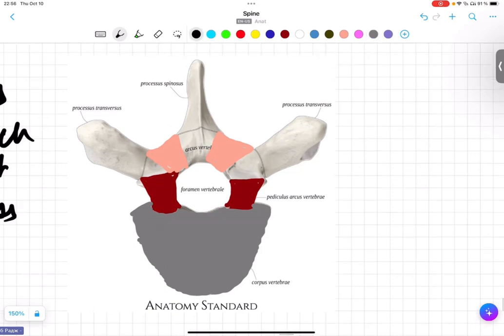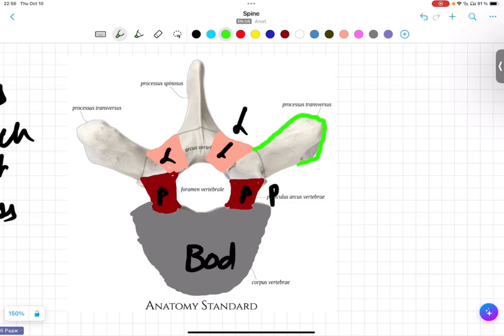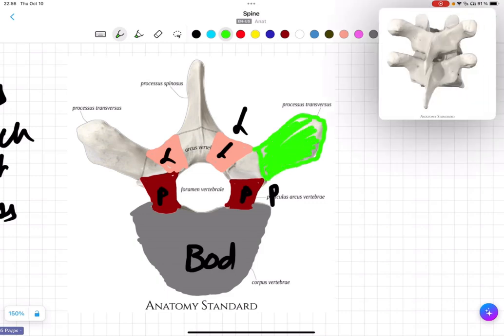So this was your body, this is your pedicel, and this is your lamina. And this entire part is known as what? Neural arc. Why am I telling you this? Because between the lamina and the pedicel, you have a process, and this process is known as transverse process. Now see this illustration.